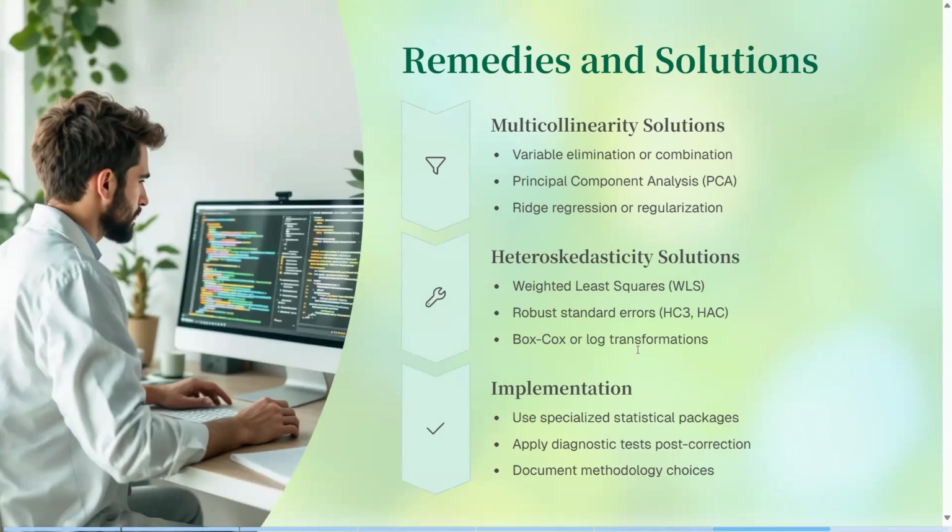And for heteroskedasticity, you can try weighted least squares, add robust standard errors, or transform your data using logs or the Box-Cox transformation, and always run diagnostic checks after applying these.